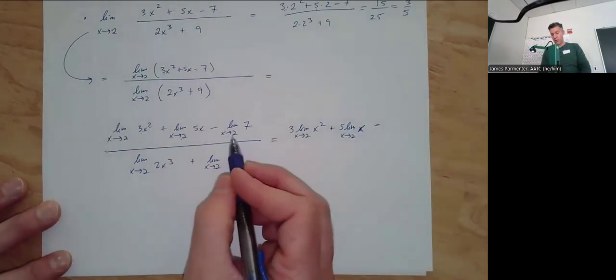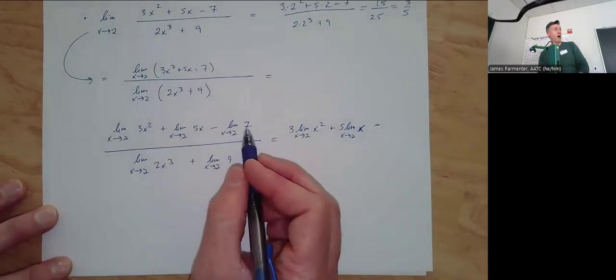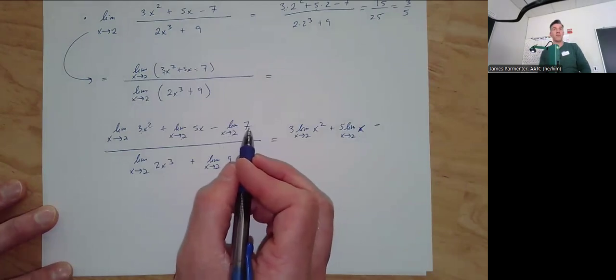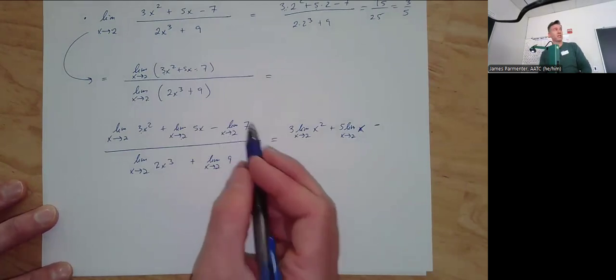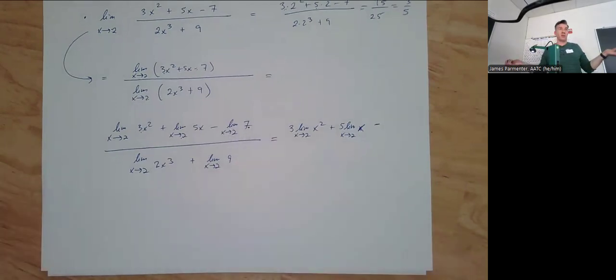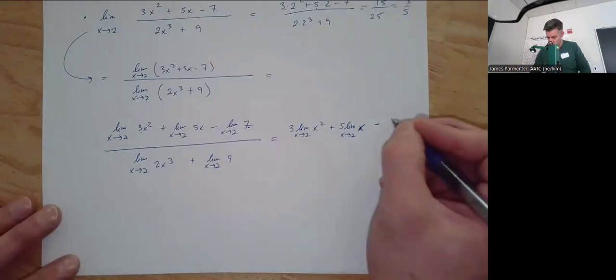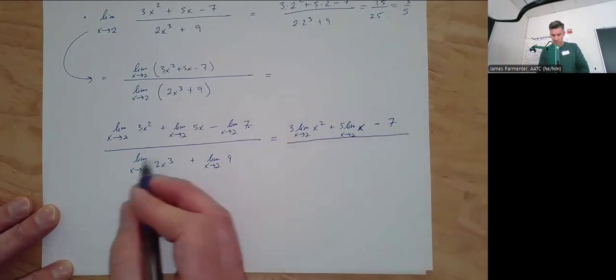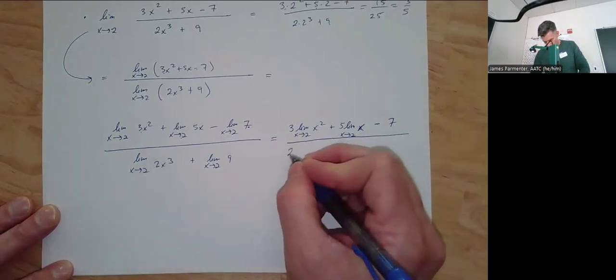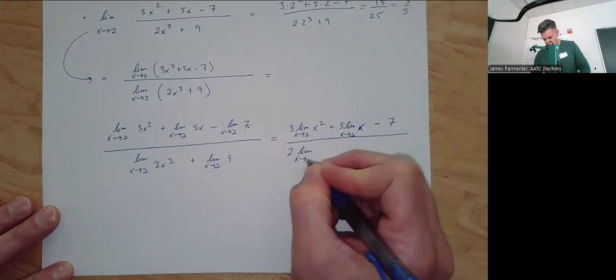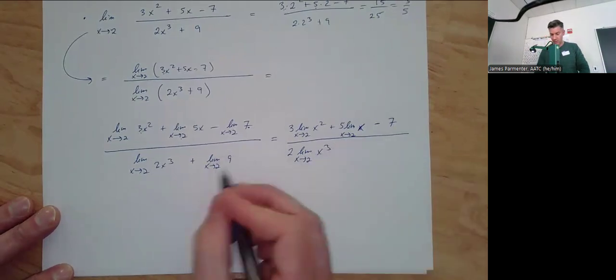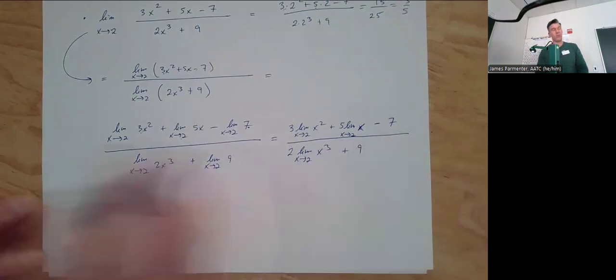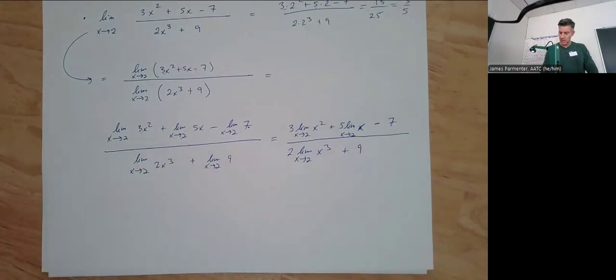And the limit as x approaches anything of a constant is always that constant value, right? If the function is just 7 the whole time, it doesn't matter what x is getting close to. You're still going to get 7 at the end of the day. So that's just 7. Similar process on the bottom. The limit as x approaches 2 of 2x cubed is 2 times the limit as x approaches 2 of x cubed. And the limit as x approaches 2 of 9 is just 9. We're almost done. Thank goodness.